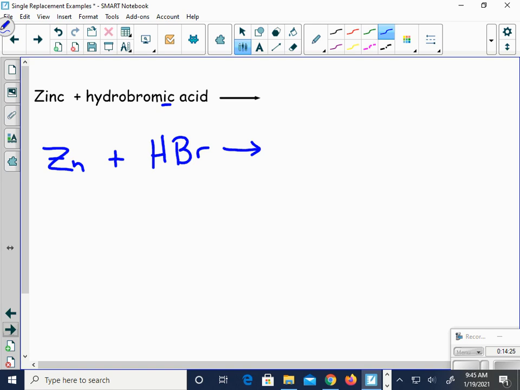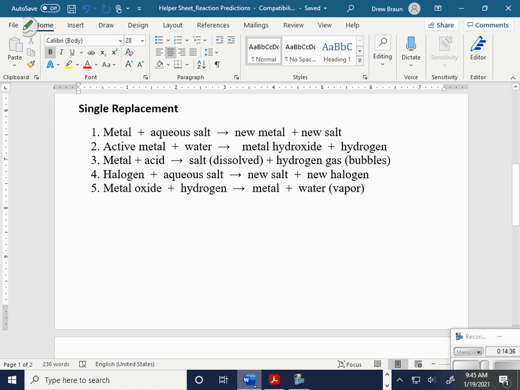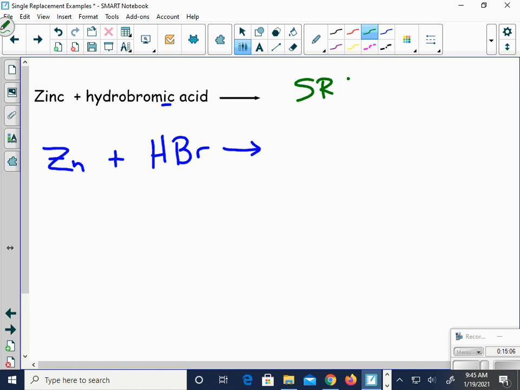Now, once again, the first thing that I need to do is determine what type of single replacement reaction I'm dealing with. So I come back here and I remember in my mind that there was one of these that was dealing with an acid, correct? So I look and say, okay, here it is. Number 3 states a metal plus an acid will yield a salt dissolved and bubble off hydrogen gas. So I'm dealing with single replacement number 3.